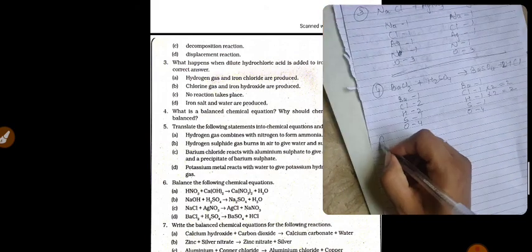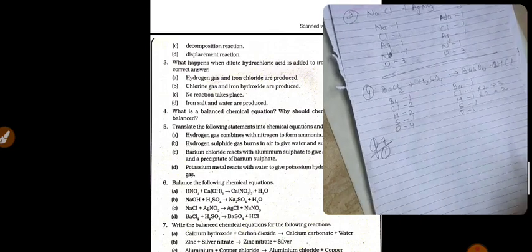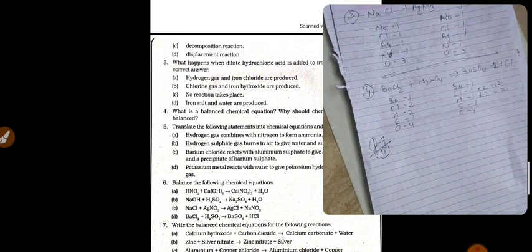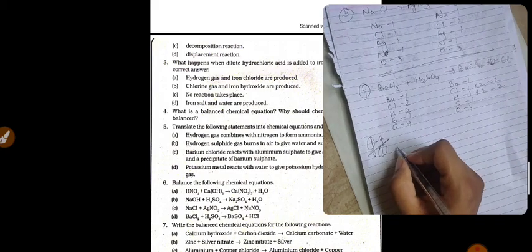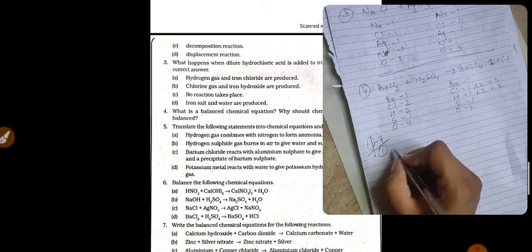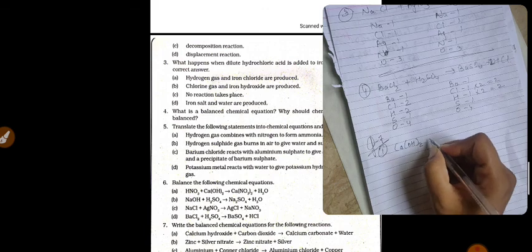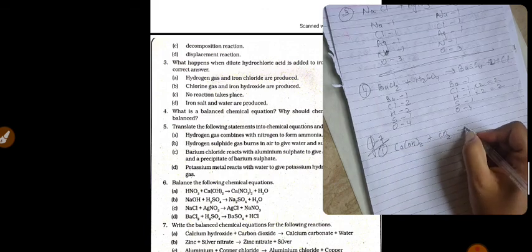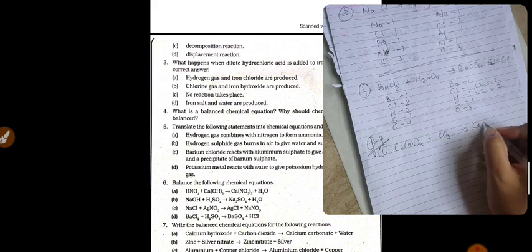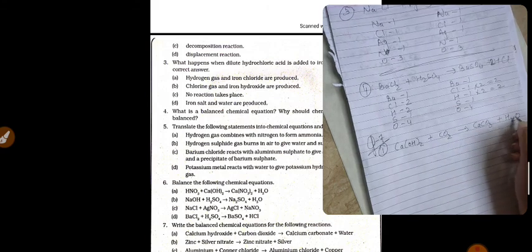Now question number 7, first, which is write the balanced chemical equation for the following reaction. So okay, calcium hydroxide plus carbon dioxide CO2 gives calcium carbonate CaCO3 and water H2O.